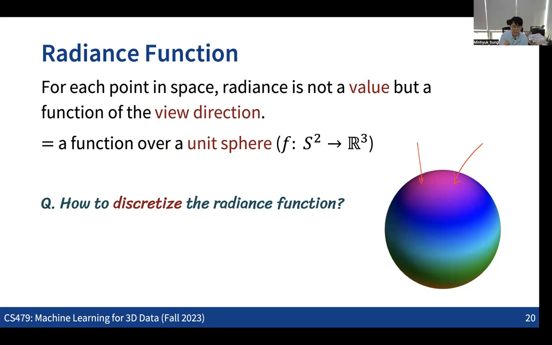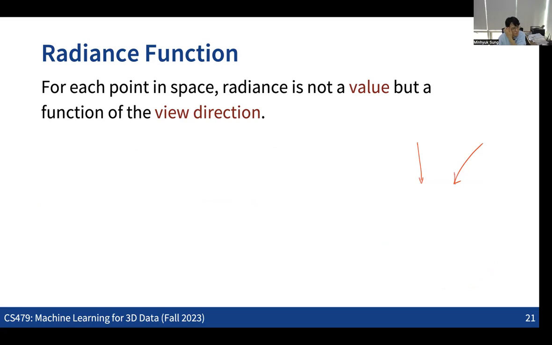And if we get an arbitrary point, the view direction defined as a point over the sphere, then we can take the neighboring sample points and take the average. Basically the same idea that we are doing for the opacity, right? So we can actually do that. This can be the straightforward way that we are discretizing the radiance function.